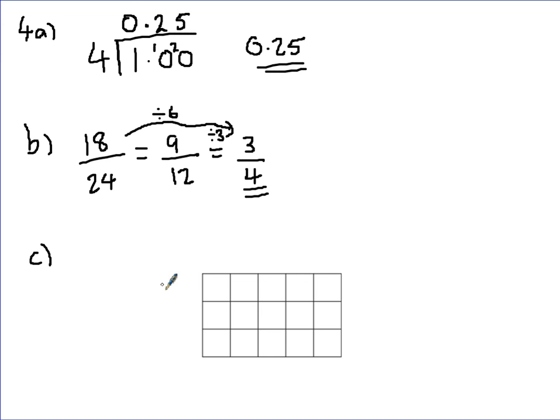Shade 3/5 of this shape, so 3 in every 5 need shading, so 3 in every 5, 3 in every 5, and then 3 in every 5. And that's how you shade it there. It just means 3 in 5, so 3 out of 5 of those, shade them in.